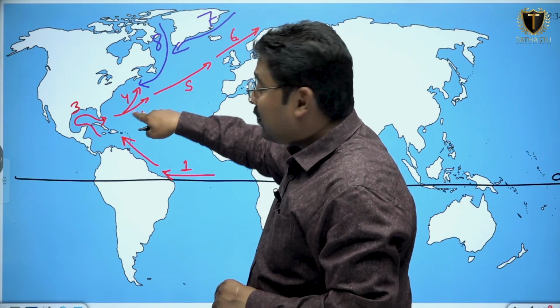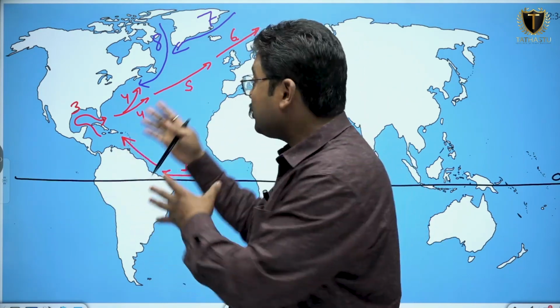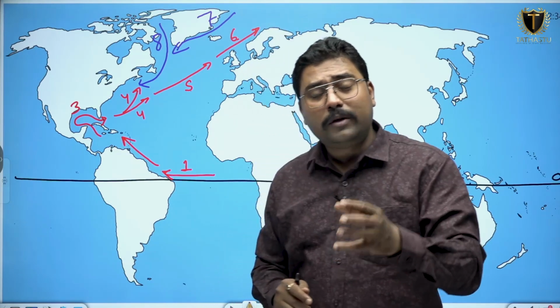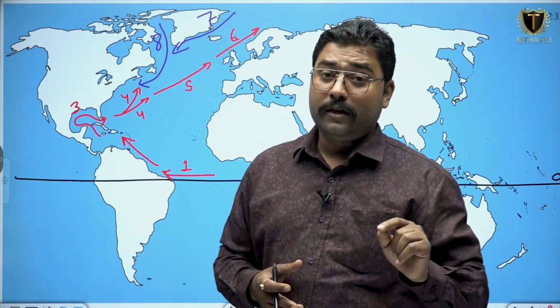And another effect, as you can see, number 4 meaning Gulf Stream and number 8 Labrador are meeting on the eastern coast of Canada. And due to the meeting of cold and warm currents, dense sea fog is generated. And this dense sea fog is hazardous for navigating ships. Means a bad effect on shipping industry. But a good effect is also there.